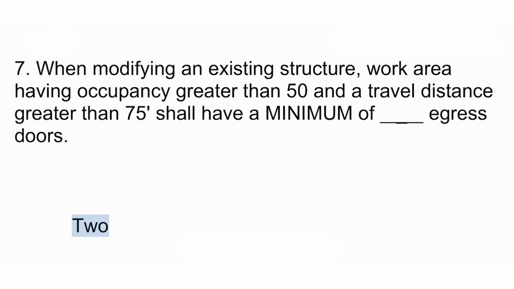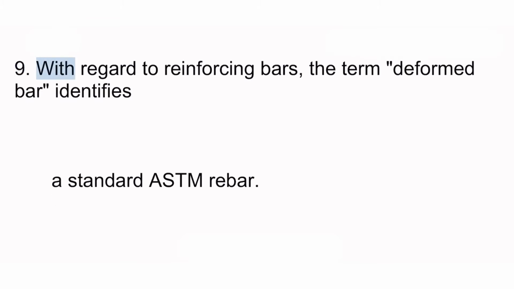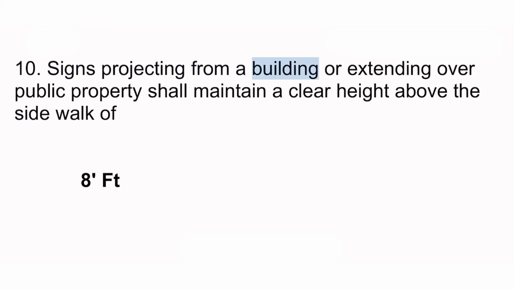8. When constructing a gable-end masonry wall which is not continuous to the roof diaphragm, what is the minimum height to the bond beam? 12 inches. 9. With regard to reinforcing bars, the term deformed bar identifies a standard ASTM rebar. 10. Signs projecting from a building or extending over public property shall maintain a clear height above the sidewalk of 8 ft.